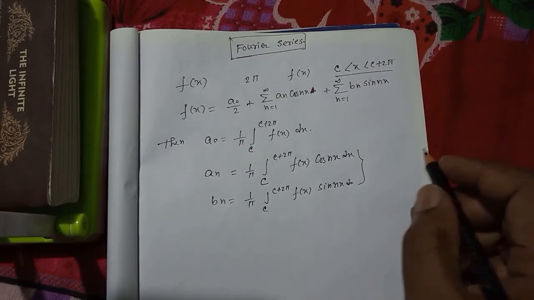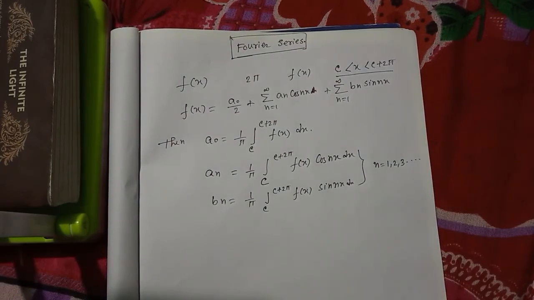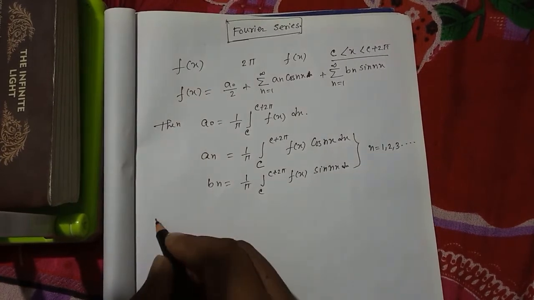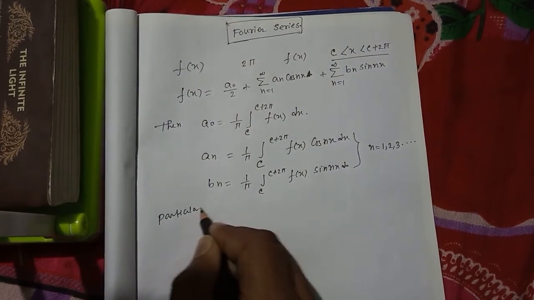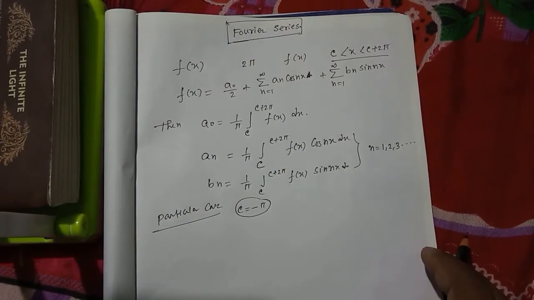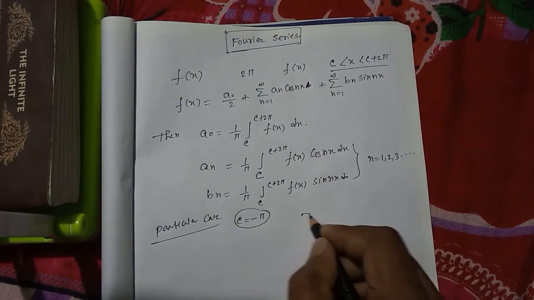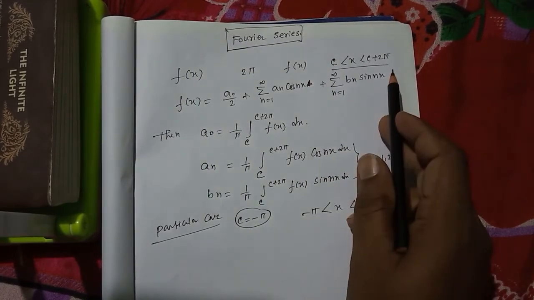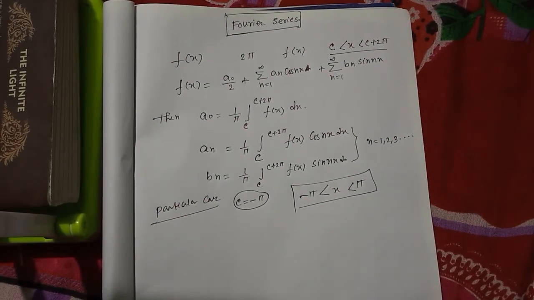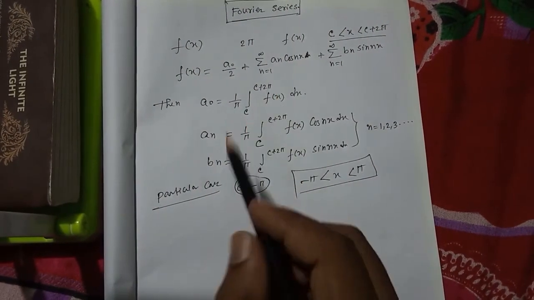In both the cases n equal to 1, 2, 3, and so on. And for a particular case we have done c equal to minus pi. If we put c equal to minus pi, then the interval becomes minus pi less than x less than 2 pi minus pi equal to pi, this limit. And here we get the same form of f of x, but the limit will be changed.